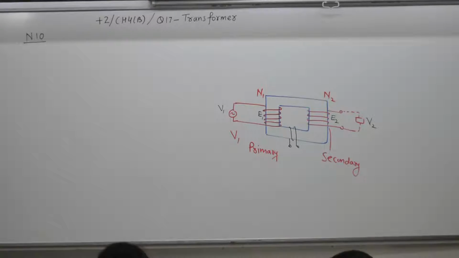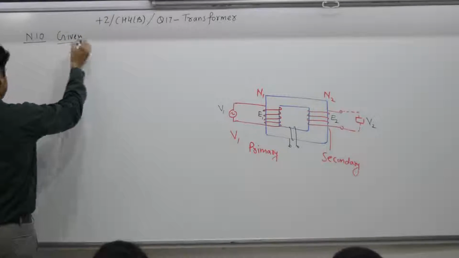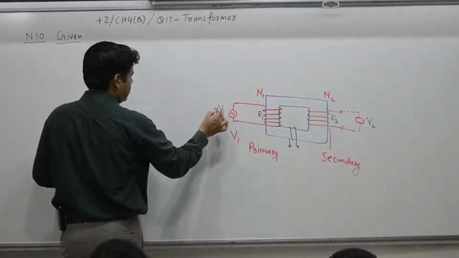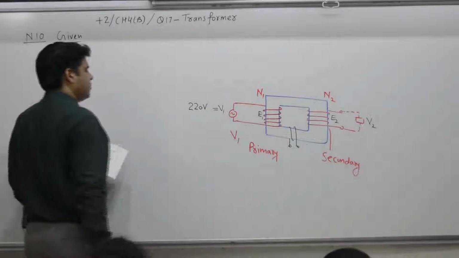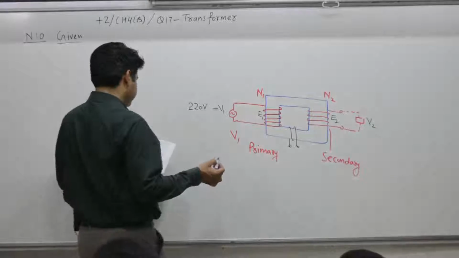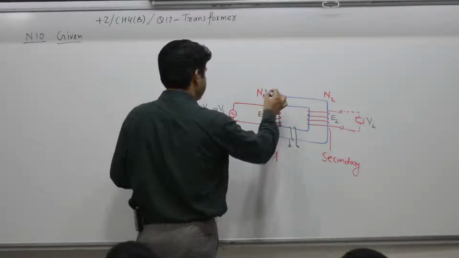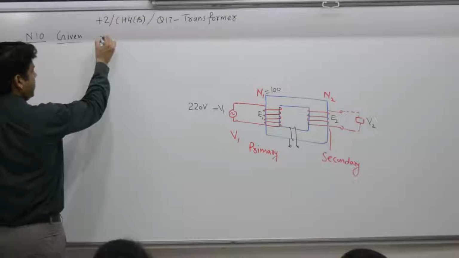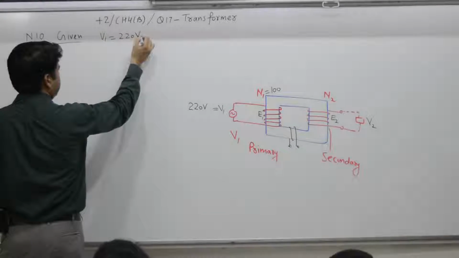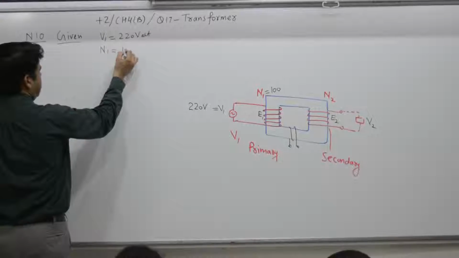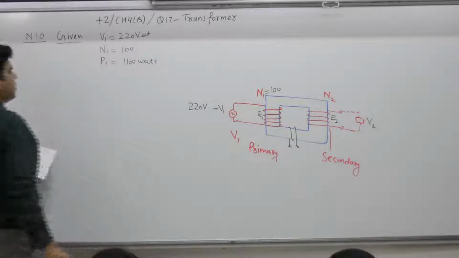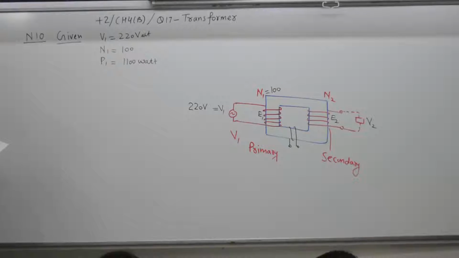That means what is given is input voltage V1, 220 volt. Number of turns in the primary N1 is 100. Input power P1 is 1100 watt. Data about primary is given. Find, one by one.